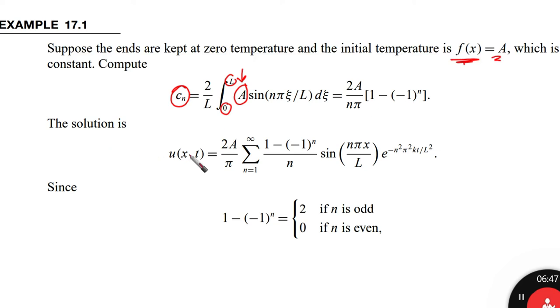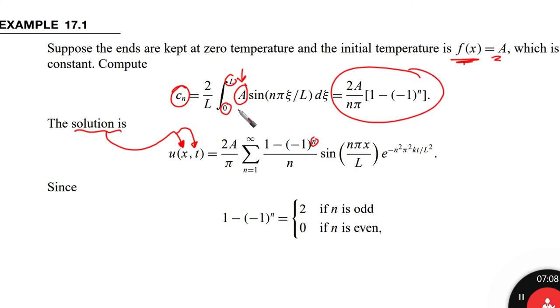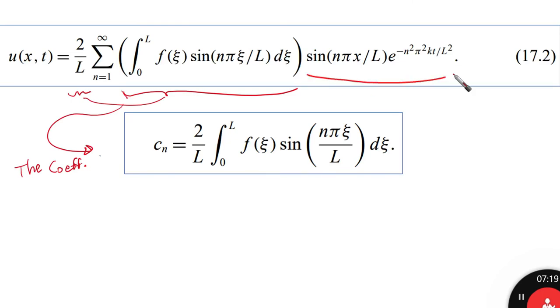So our solution, what is the meaning of solution? Exactly, the heat at any point x at any time t equals 2a over pi times 1 minus (-1) raised to the power n, over n. This part here is our Cn, and then sine n pi x over L times the exponential term. Similar exactly to what we have said here, right? This is the solution of our equation, right?